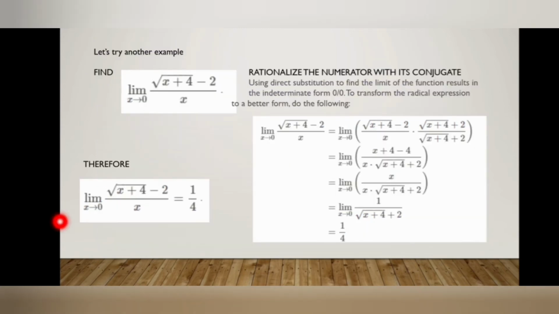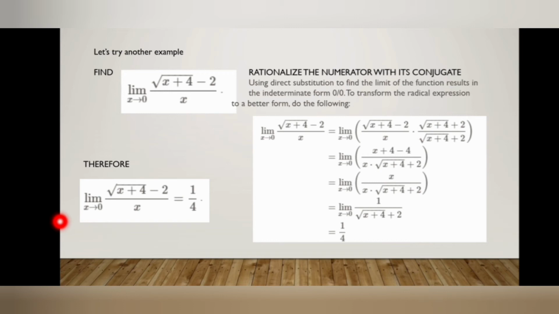Let us try another example. In this problem, we will find the limit as x approaches 0 of square root of x plus 4 minus 2 over x. Using direct substitution to find the limit of the function results in the indeterminate form 0 over 0. To transform the radical expression to a better form, do the following.